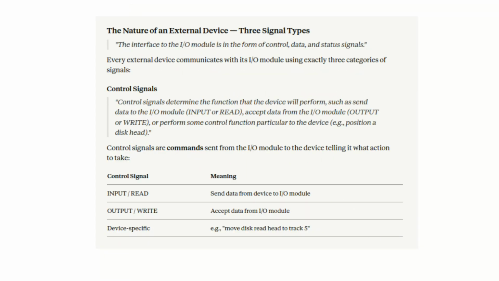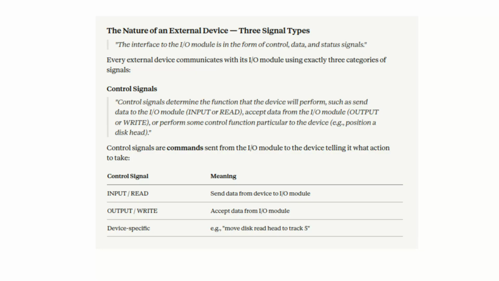Now, we have three signals: the control signals, the data signals, and finally the status signals. Control signals determine the function. It is the command given by the input output module, which tells what function the device has to do, whether it has to read data from the device to the input output module, or write data to the device, or do some device specific function. All this is decided by those commands, which are the control signals.